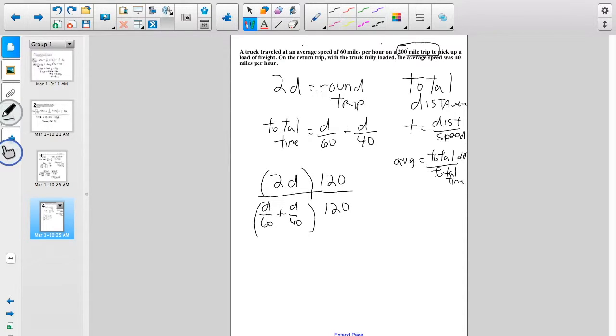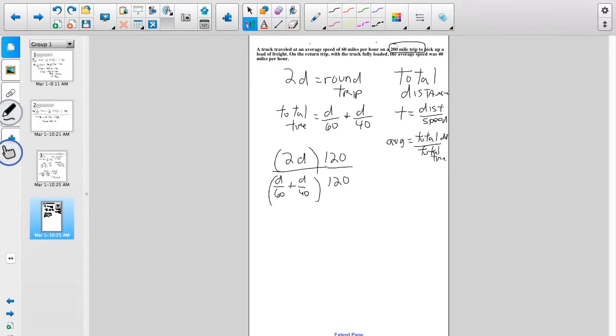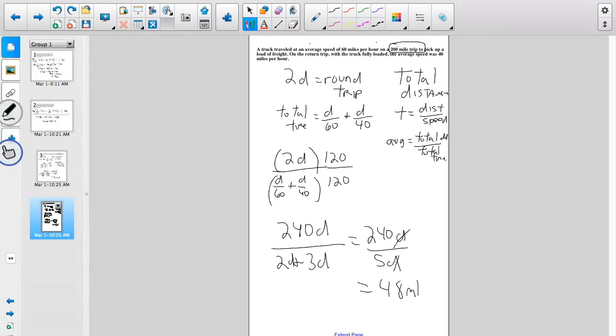And when we do that, we are left with 240d over 2d plus 3d, which equals 240d over 5d, which equals, after we cancel out, 48 miles per hour. And that is our answer.